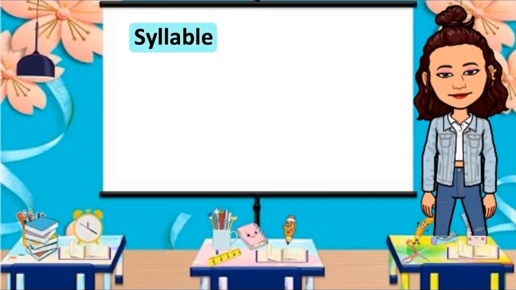Syllable. In this lesson, I will go through what a syllable is and the 7 different types. Words are made up of different parts called syllables. So essentially, syllables are the different sounds used to make a word.